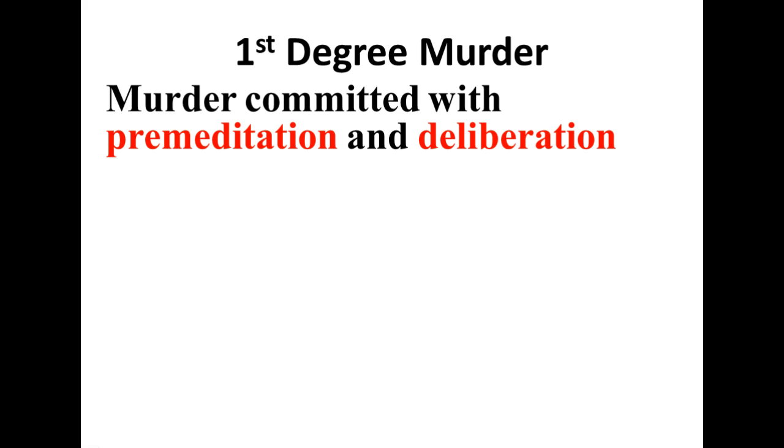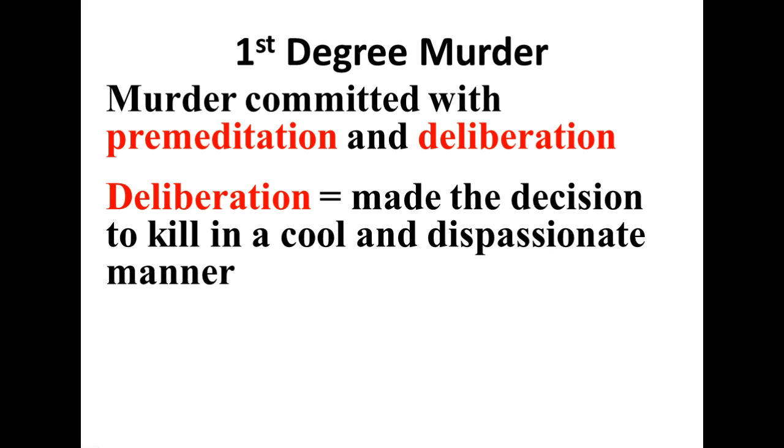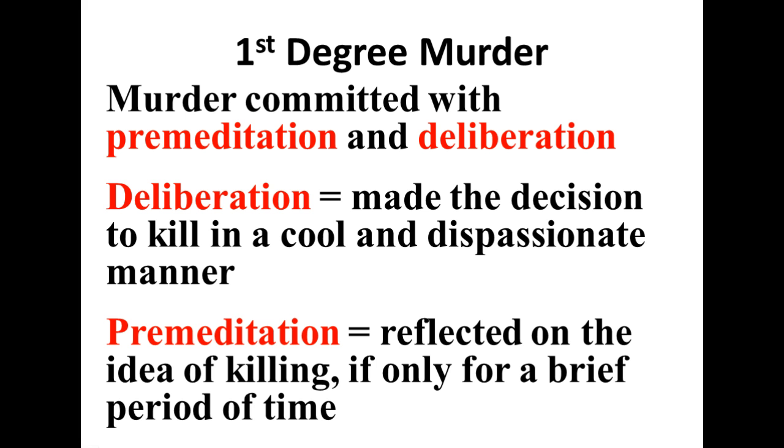Murder is committed with premeditation and deliberation. This is often what distinguishes second degree from first degree murder, as I've already said. So how do we define these? Well, again, I said you've got to read those cases and look at them carefully. But deliberation is often said to be made the decision to kill in a cool and dispassionate manner, and you will see that there are all variations on a theme in how the courts go about defining this. Likewise, premeditation is reflected on the killing, if only for a brief period of time.